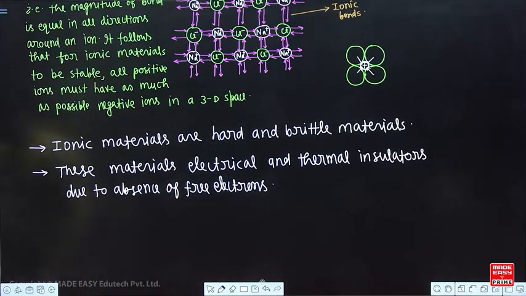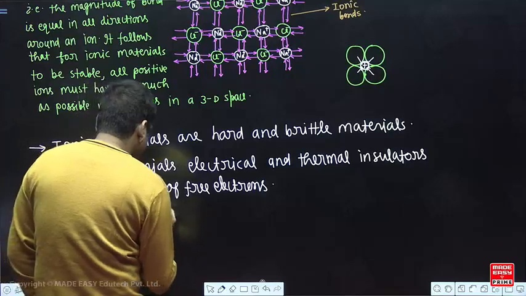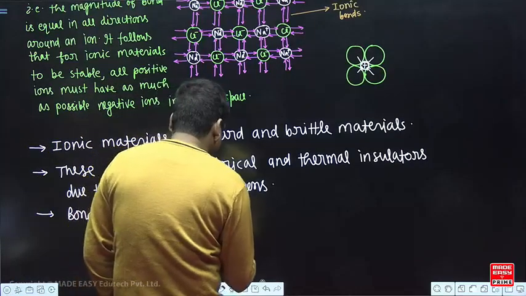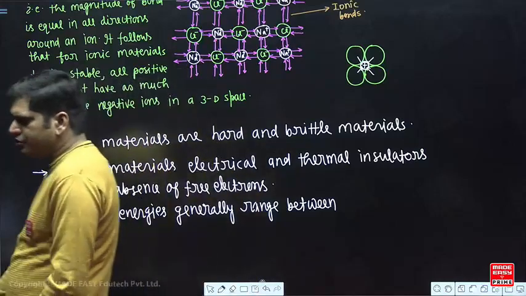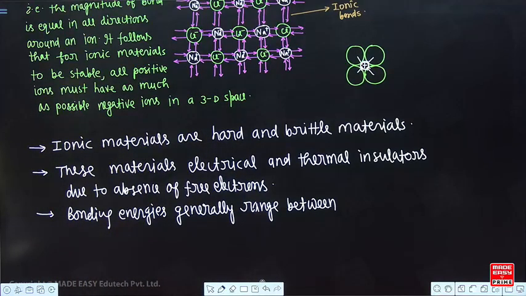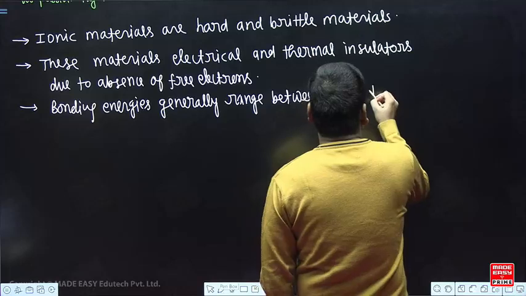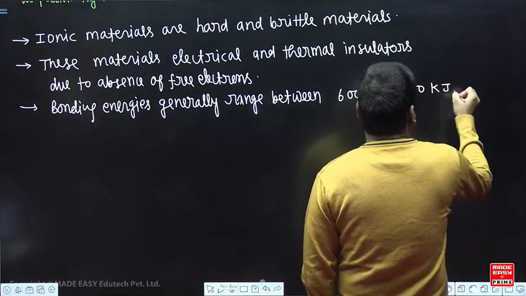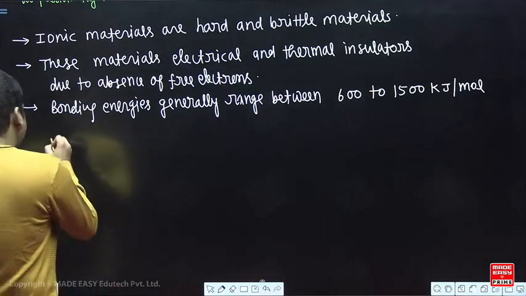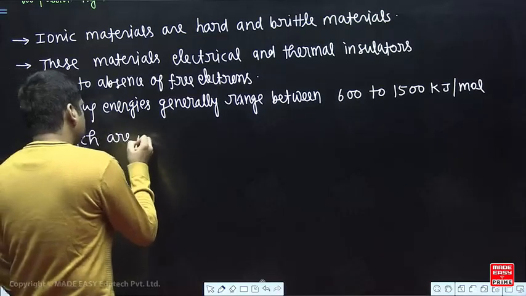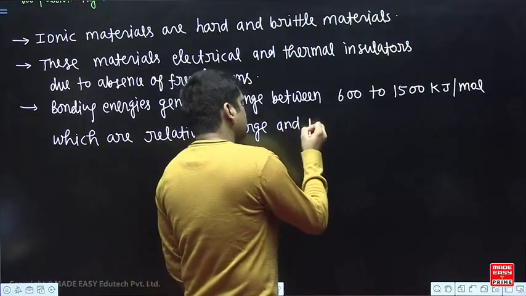Bonding energies generally range between 600 to 1500 kilojoule per mole, which are relatively large, and hence high melting point.